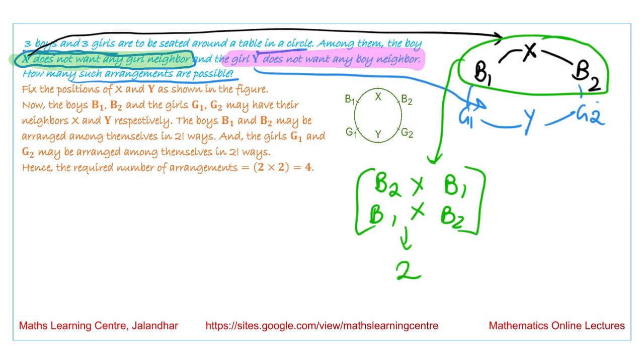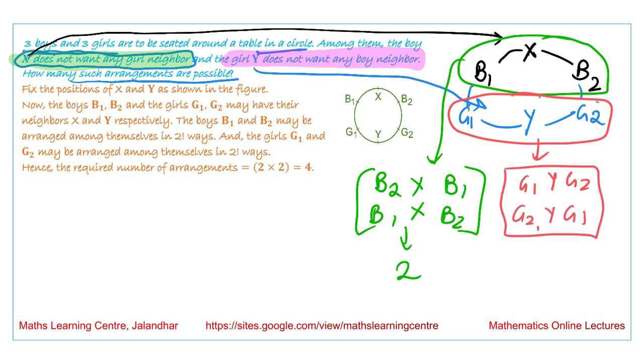Similarly for this girl, we have the arrangement G1 then Y then G2, or G2 then Y then G1. So the number of arrangements we have is 2. So the total number of arrangements we can have is equal to 4. So we can have 4 arrangements in this way.